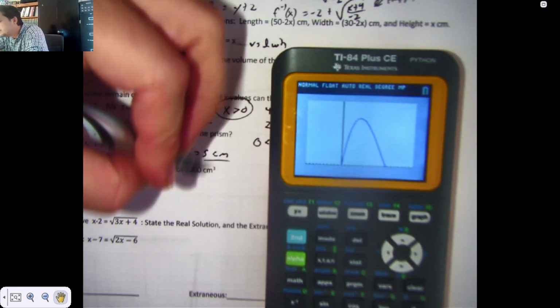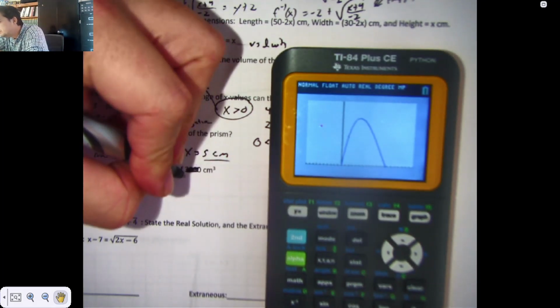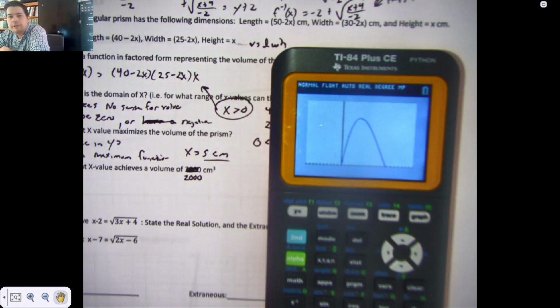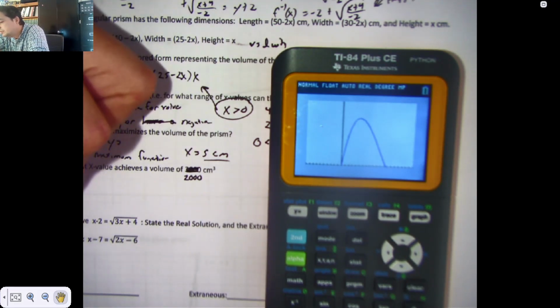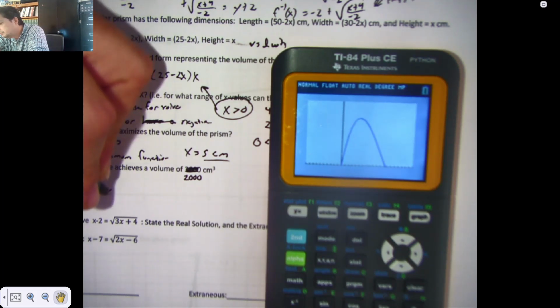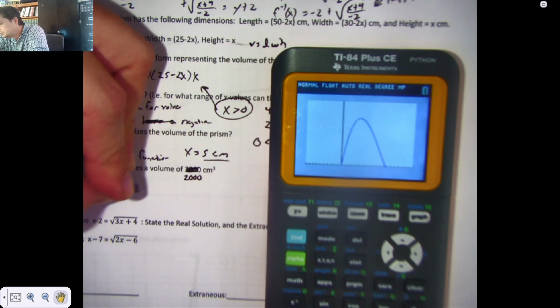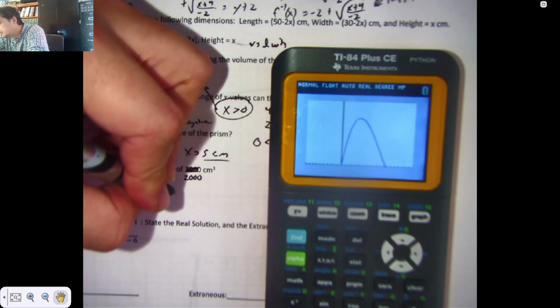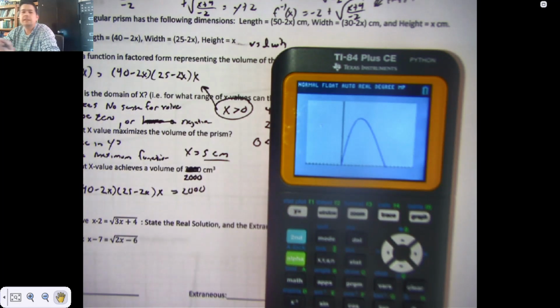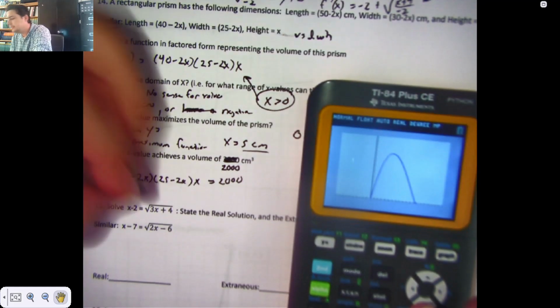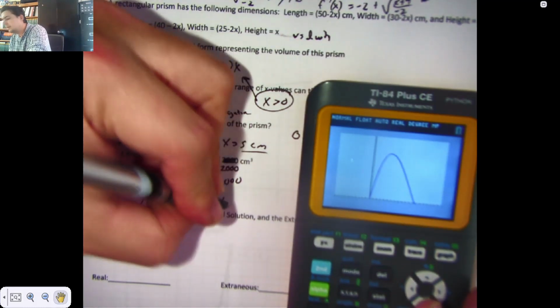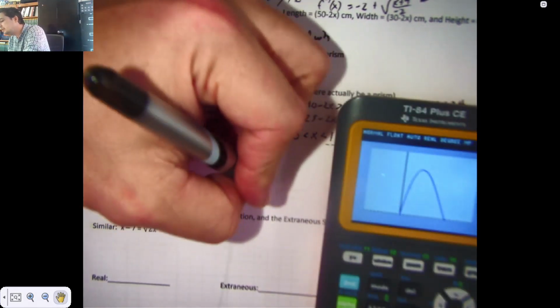All right, so for the similarity purpose, I'm going to change this to a 2000, and I want to know what x value makes this true. So I'm going to take my equation, which is already in y1, and I'm going to set it equal to 2000, and I'm not going to do any of this by hand. This is in y1, this is in y2. I'm going to use the intersect feature.